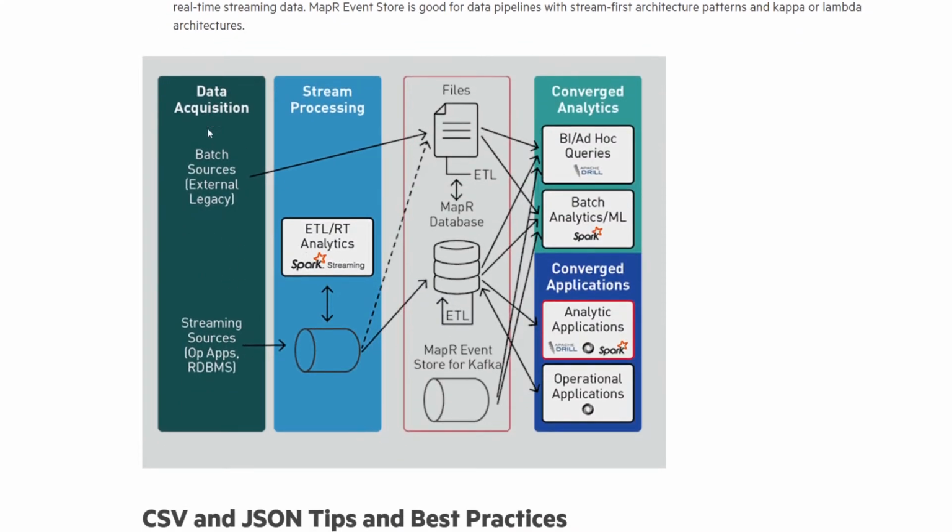So if you look at this, we get a lot of batch sources, streaming sources, and then we process the files through ETL. We process them through Spark, and then we store them into HBase or a MapR database. Then we can do random read write update access. For streaming sources, we can use Spark Streaming and write that to the same HBase or MapR database, and then those can be used by BI applications, batch analytics, ML analytics. So all those things can be used.